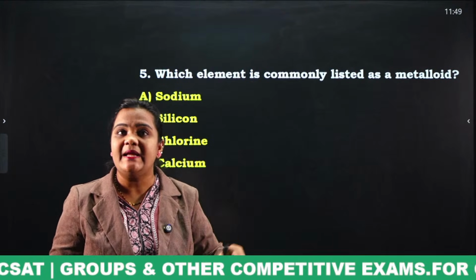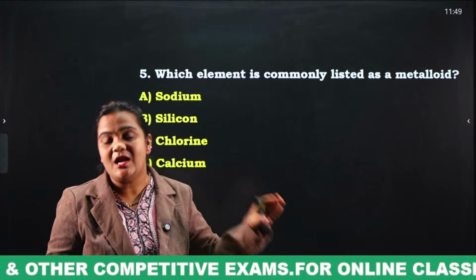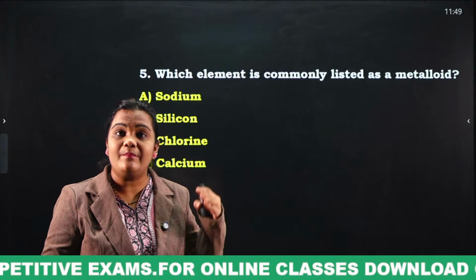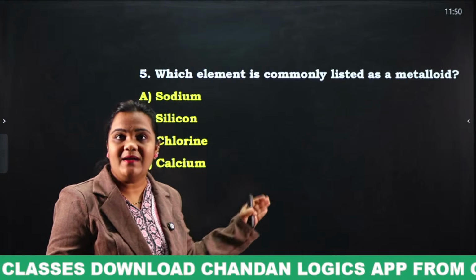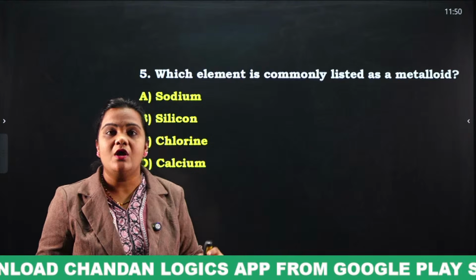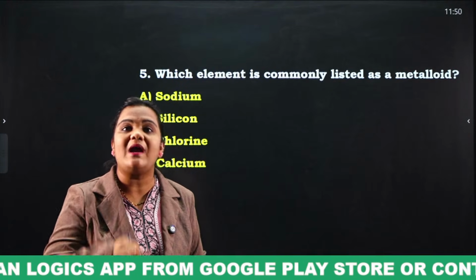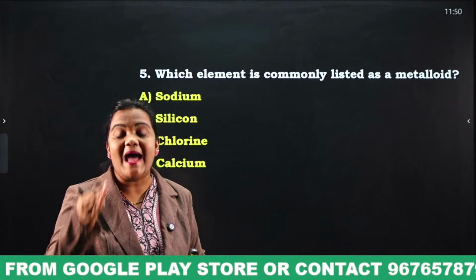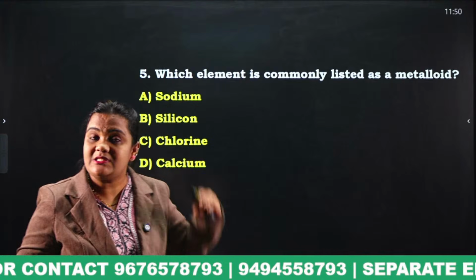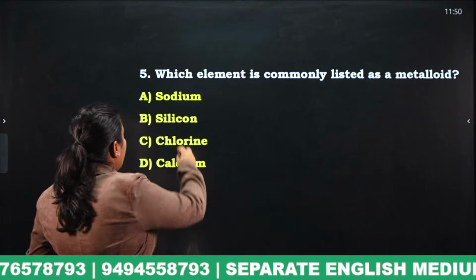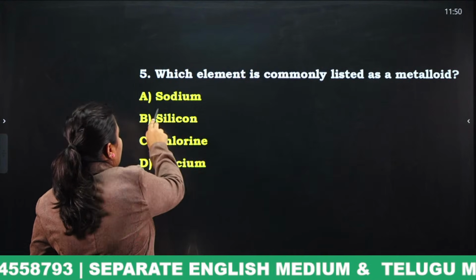A metalloid acts as both metal and non-metal. It has both the properties of metals and non-metals. So which is the one which is a metalloid? Very good. Not only that, students, boron, silicon, germanium, arsenic and tellurium are the examples for metalloids. Very good. What is this? Silicon.